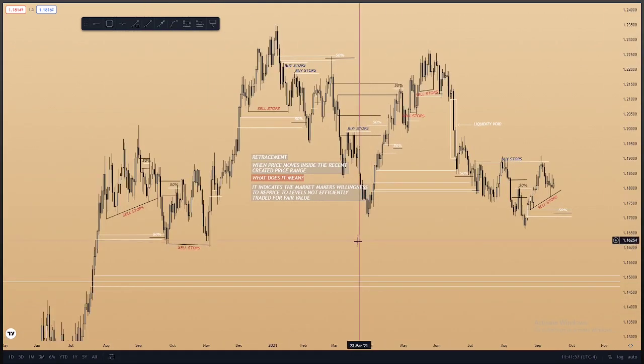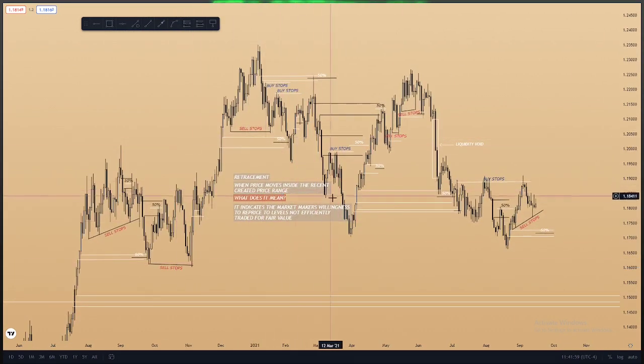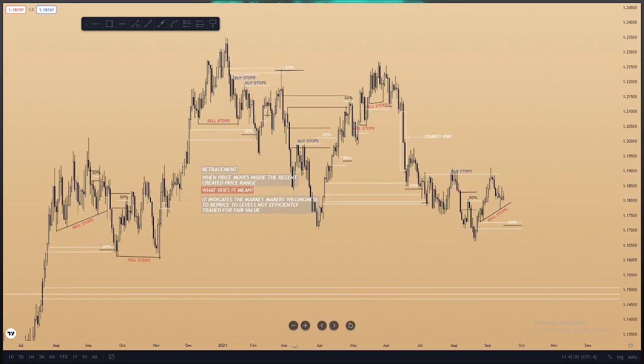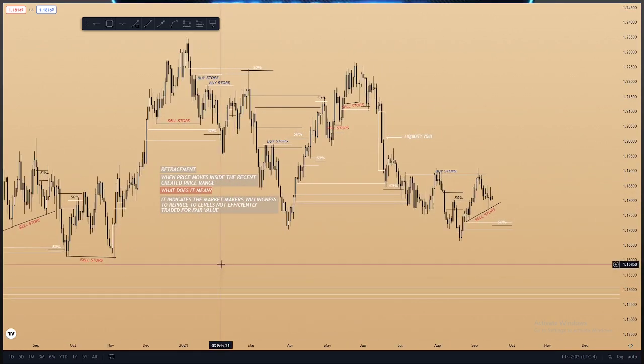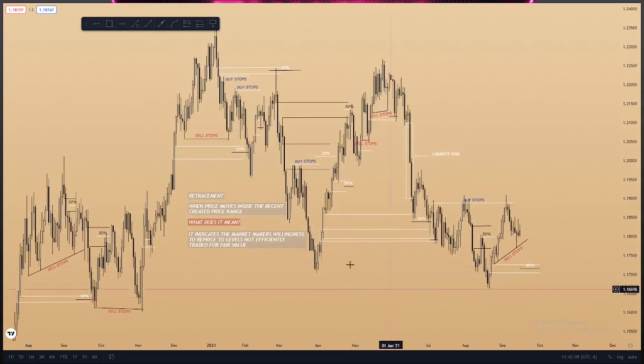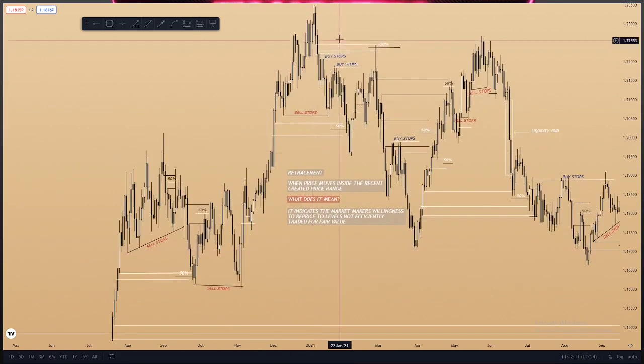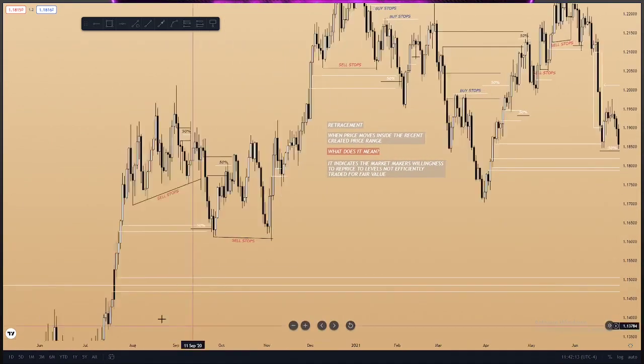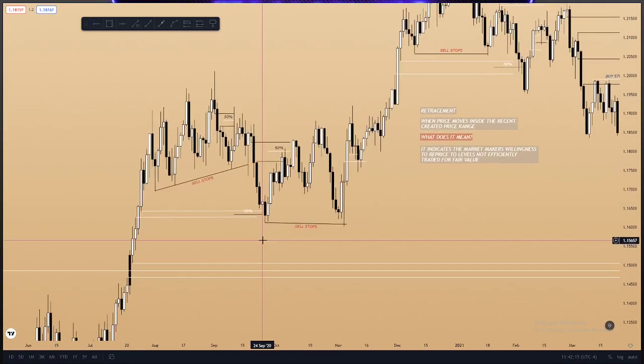So as I was saying before, a retracement is when price moves inside the recent created price range. Right? What does it mean? It indicates the market maker's willingness to reprice to levels not efficiently traded for fair value. Right? So if we look all around these price points, we're looking for huge rundowns and run-ups in price, right? And within those run-ups and rundowns, we're looking for the gaps in price, right? And we're also looking for liquidity that sits above or below price.